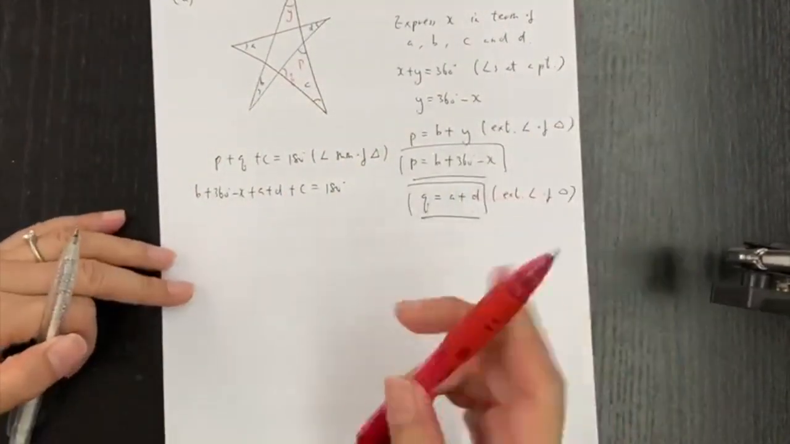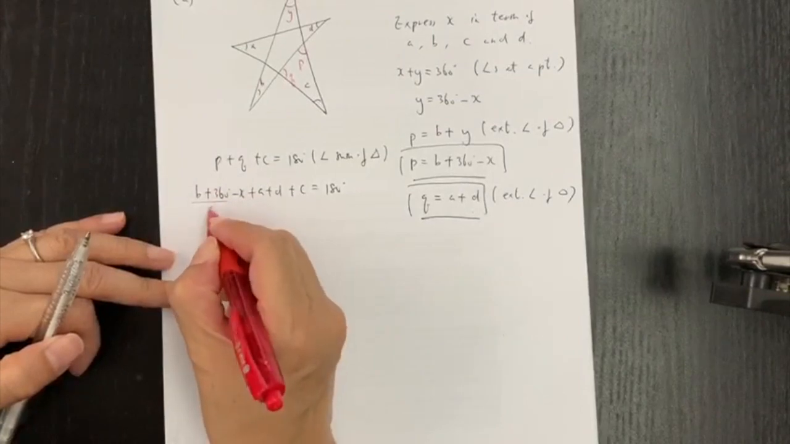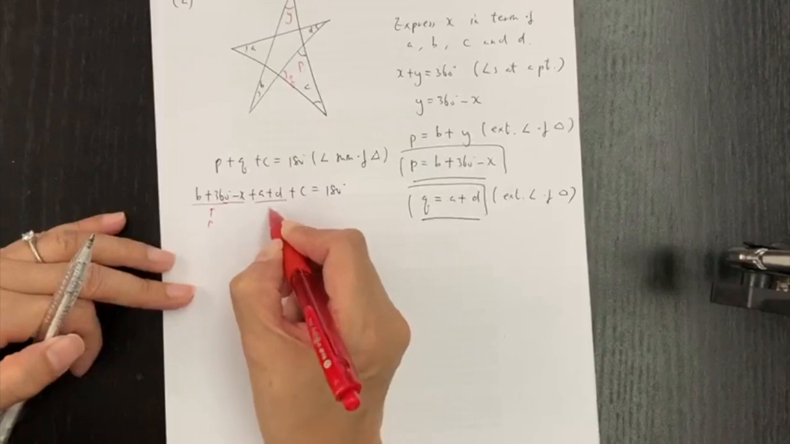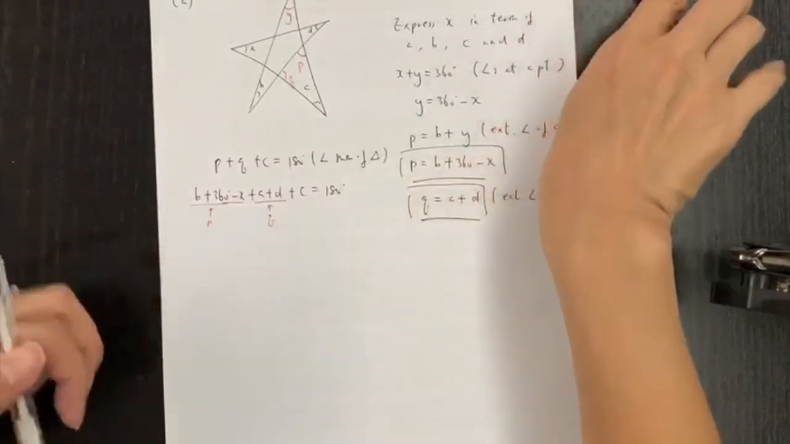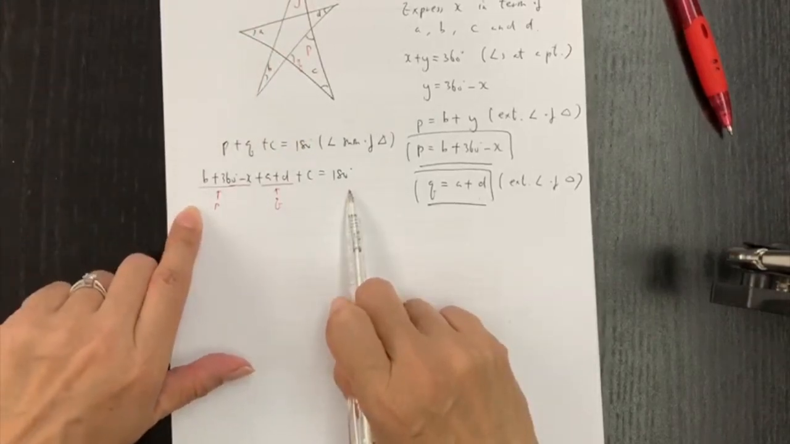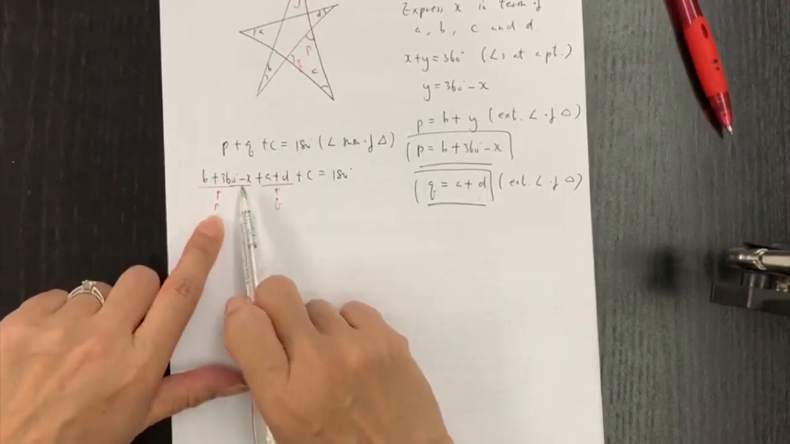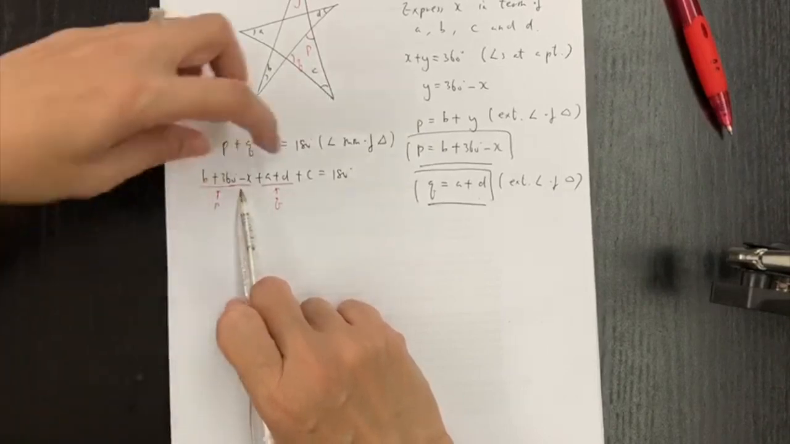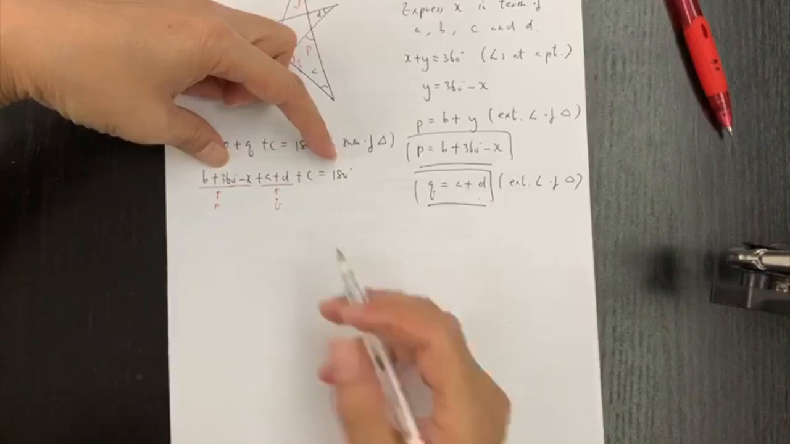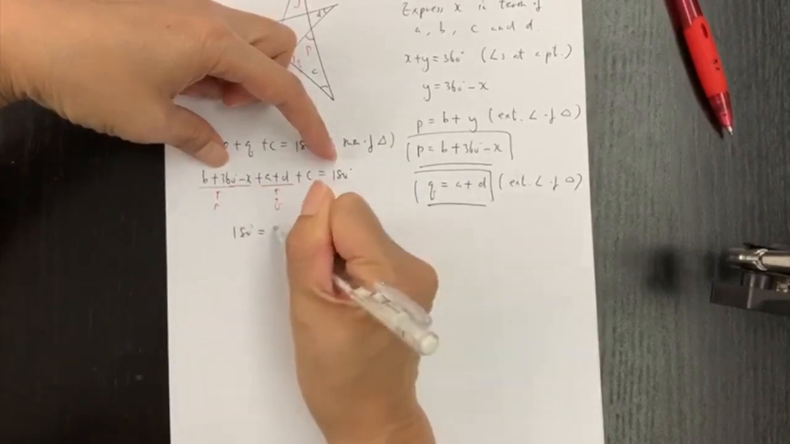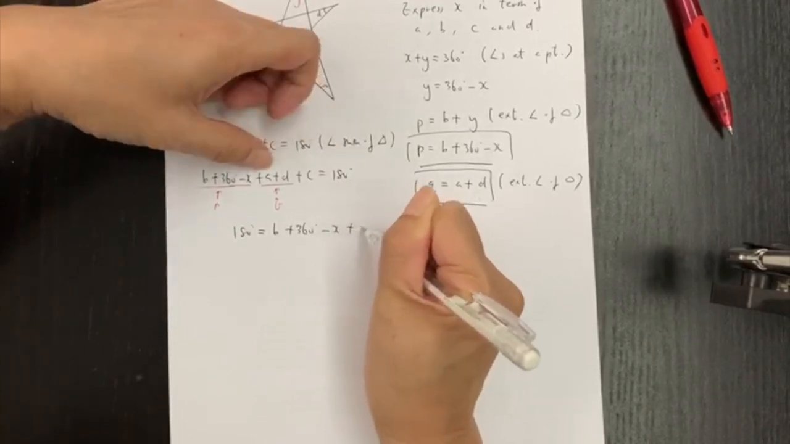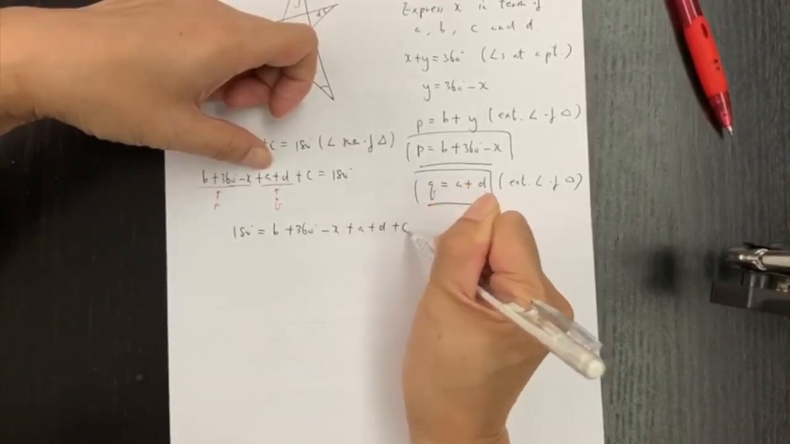You okay? So what is this? This is P here. And this is Q, right? I just do substitution. Almost there. Now we need to change the subject to X. Since X is negative on the left hand side, no good. So I'm going to swap the left hand side and right hand side. That would be 180 is equal to B plus 360 minus X plus A plus D plus C.